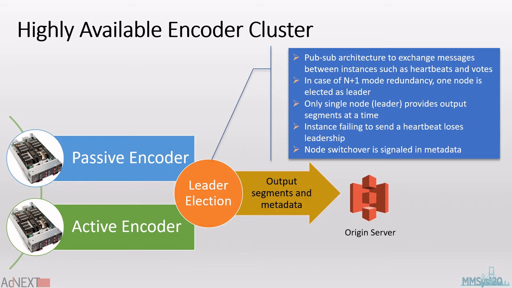And these encoders exchange heartbeat signals between each other using UDP unicast in a pub-sub architecture. When the active encoder becomes unavailable, one of the other passive encoders becomes the leader, an active encoder, through a leader election process.